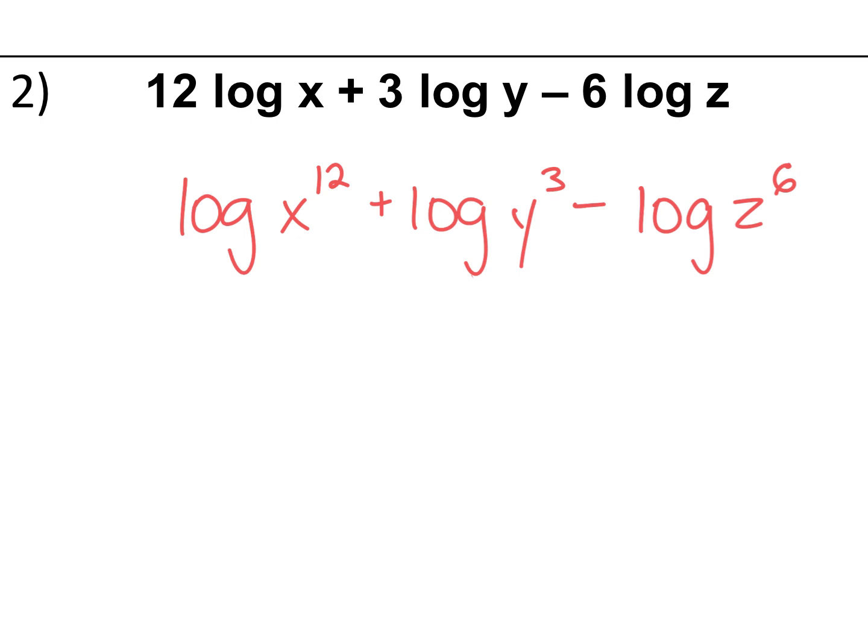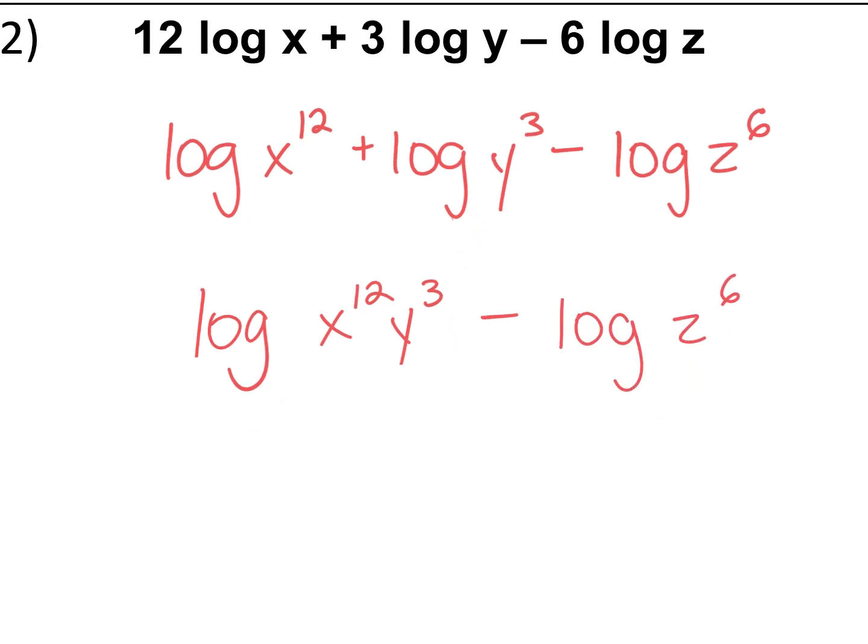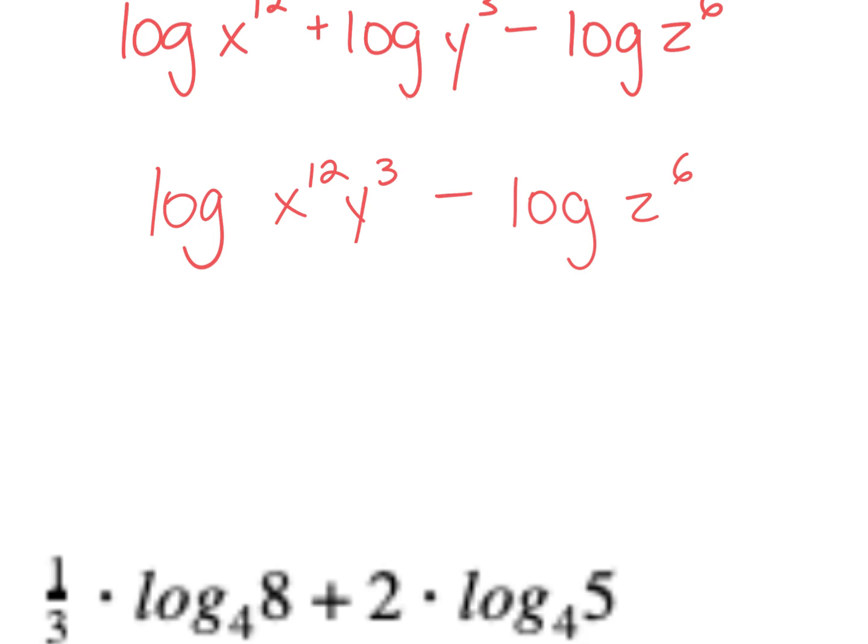The adding, and we do that with multiplication. So I'll keep my log, keep my invisible base of 10, and what am I multiplying? X to the 12 and, perfect. Now what needs to go? Subtraction with division. So keep my log, keep my invisible base, and what is going to get divided? X to the 12 on top, and at the bottom, z to the 6. Good. Okay, z to the 6 goes on the bottom.